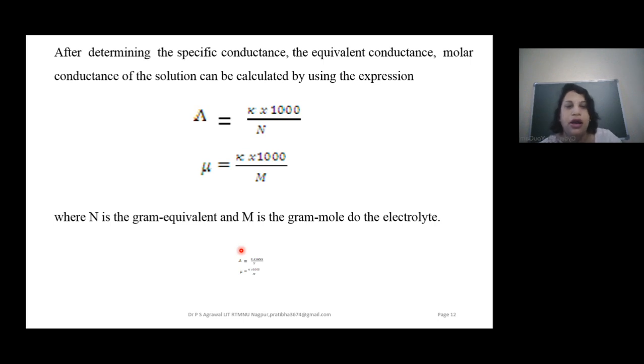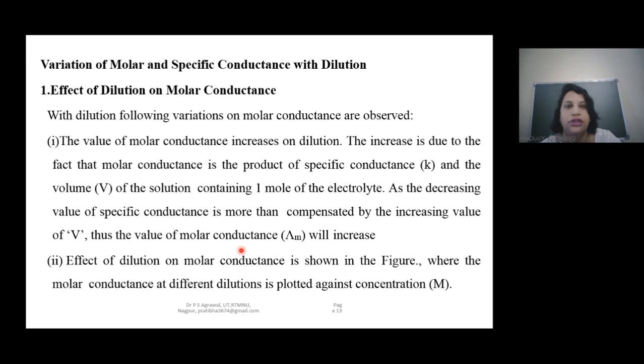Now we will see how there is a variation in molar and specific conductance with dilution. What happens to the molar, specific, and equivalent conductance when we dilute the solution? With dilution, the following variation occurs. The value of molar conductance increases on dilution. So how and why, we will see in detail. Effect of dilution on molar conductance.